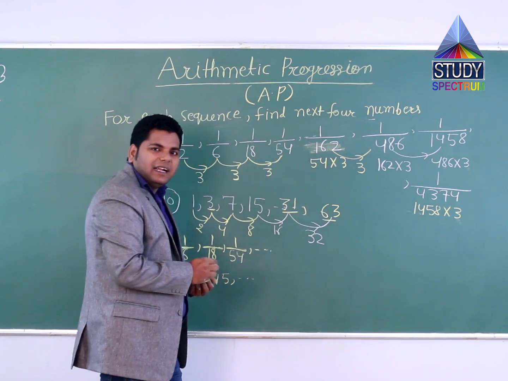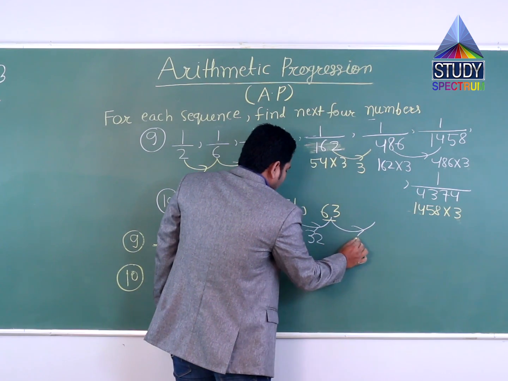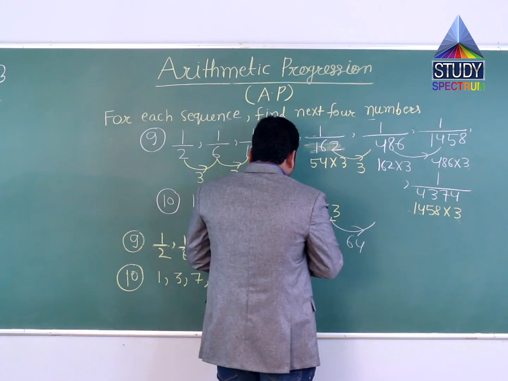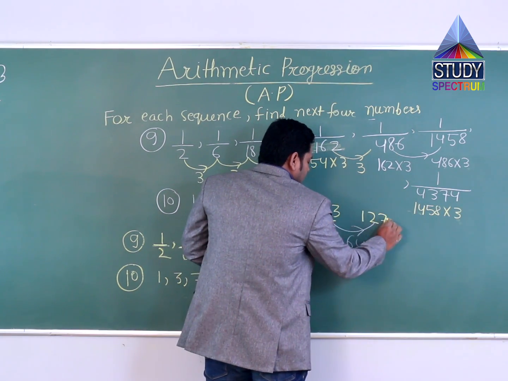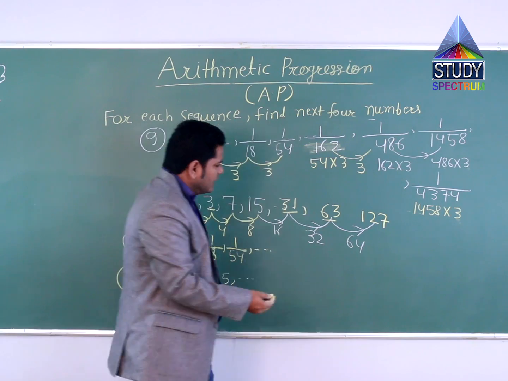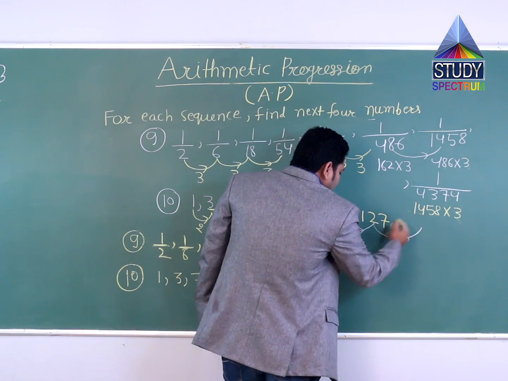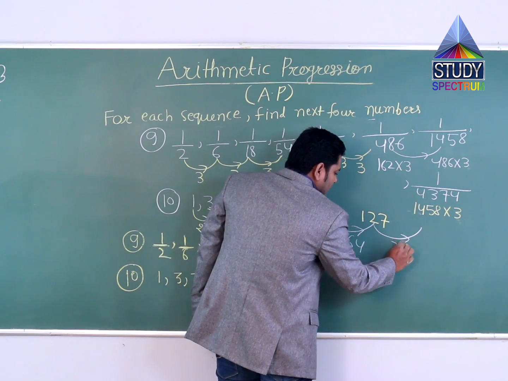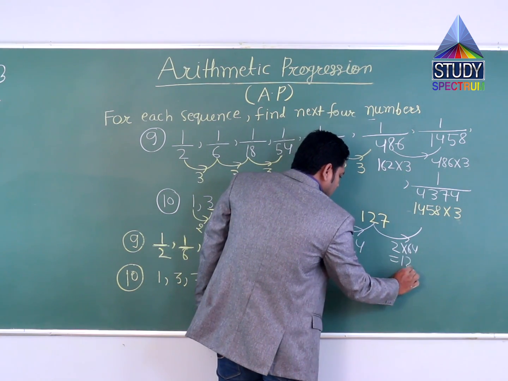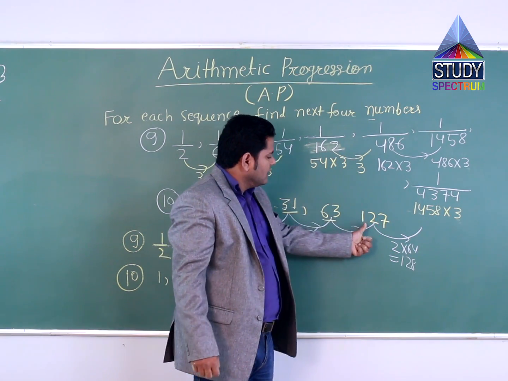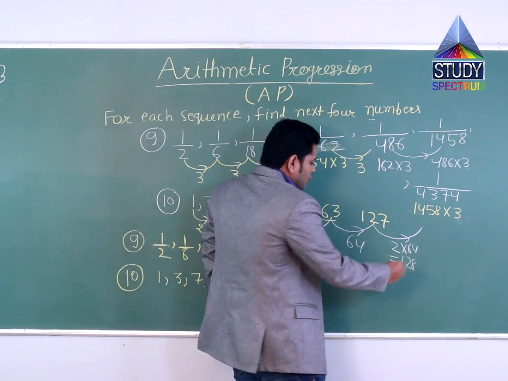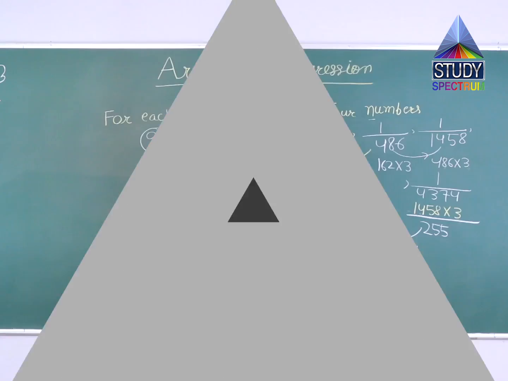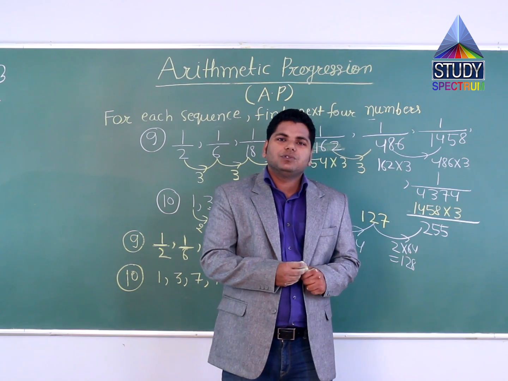We will get the next term by adding 64 to the preceding term, and it will be 63 plus 64. So it will be 127. And what will be the next one? The next term we will get by adding 128, meaning 2 times 64, to the preceding term, and it is 127 plus 128, it will be 255. These types of questions are very easy to do.